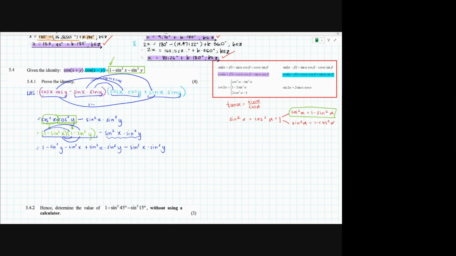And hopefully what you see is that these last two terms actually cancel each other out. If you have a positive sine squared x sine squared y and a minus sine squared x sine squared y, it becomes 0. And so what we are now left with is 1 minus, and remember we want to write it as the right-hand side. Doesn't matter if you reorder terms as long as you keep the signs correct. Minus sine squared x minus sine squared y. And we have proven that our left-hand side is equal to our right-hand side.